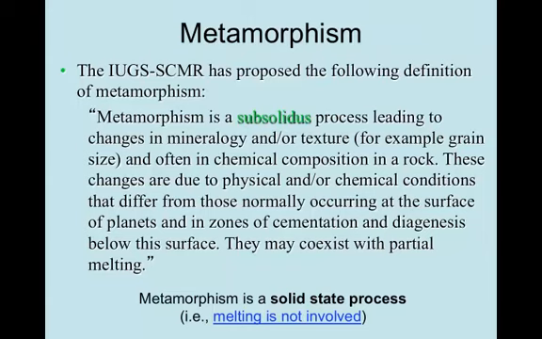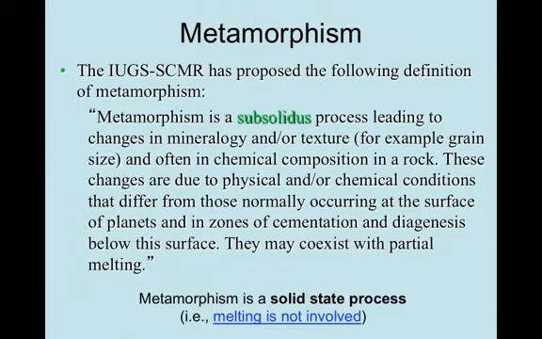Metamorphism is a subsolidus process. That means these are solid state reactions or changes to a rock with increased pressure and temperature. That means it does not involve melting. And you can think about the solidus on the phase diagrams that we've looked at for igneous rocks. These are processes taking place below the solidus, so at temperatures lower than are required for melting.